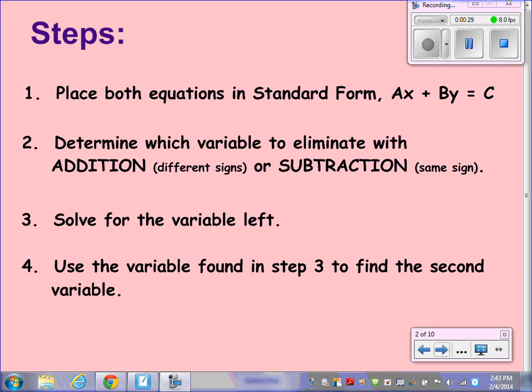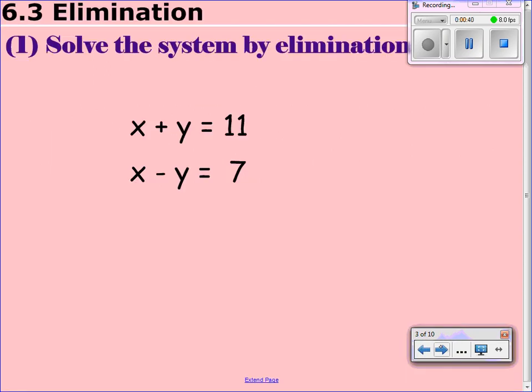Then we're going to solve for whichever variable is left over, and then plug the answer that we found into one of the original equations, for the second variable, to find our second number. So here we go. Let's do number 1 on your paper.